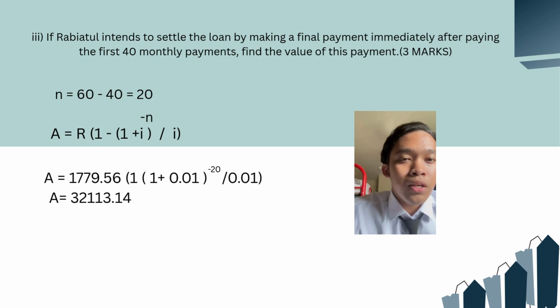Substitute the values, that is A equals 1,779.56 times (1 minus 1.01^(-20)) per 0.01. So the final settlement amount is RM32,113.14. Therefore, the final payment required to settle the loan after making the 40 monthly payments is RM32,113.14.